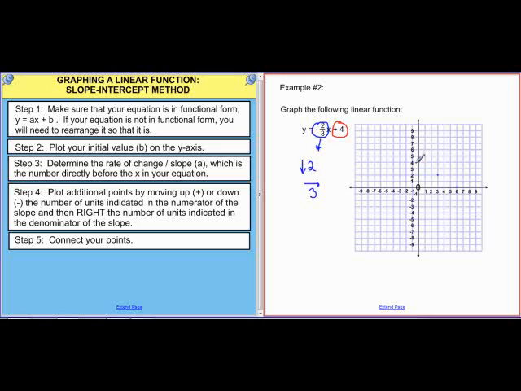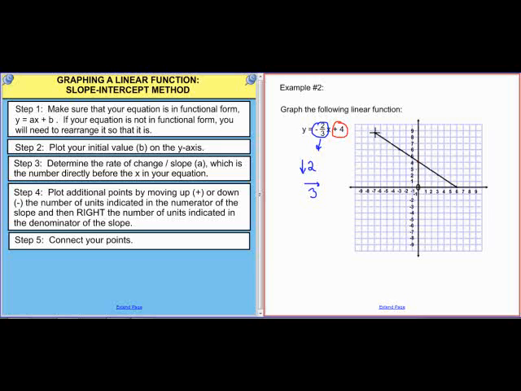And if we went to the left, we would go 2 up, and then 3 to the left. 2, 3. That will put us right there. And then, again, go back and connect our points.